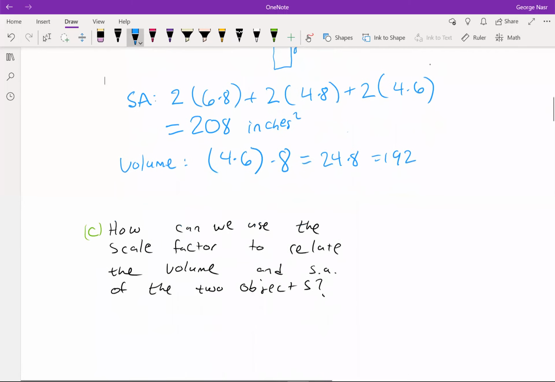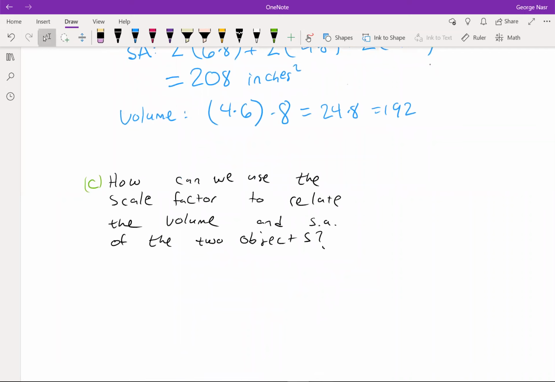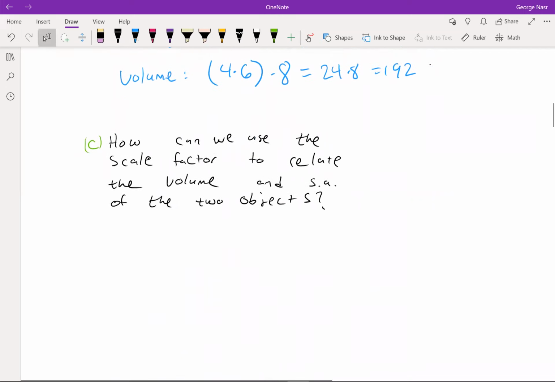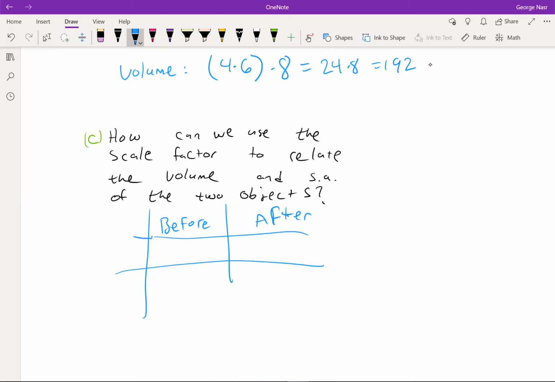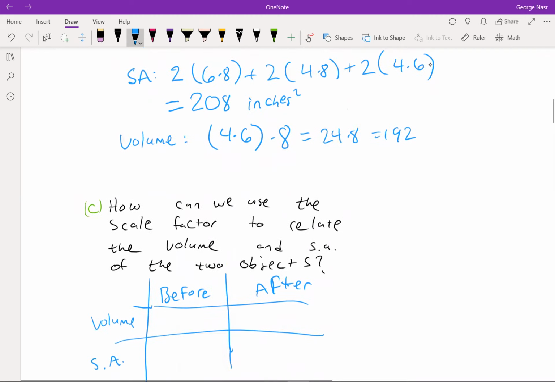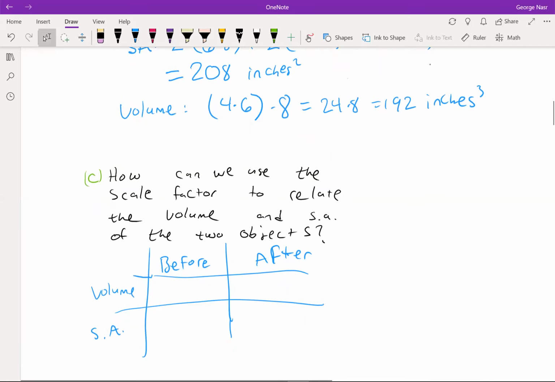Okay, so how can we use the scale factor to relate the volume and surface area of the two objects? So let's do a little table: before scaling, after scaling, and let's record the volume and surface area. So we just got that the volume was, oh, by the way, units are important, right? Inches cubed. There we go.